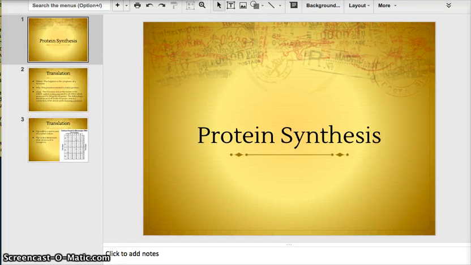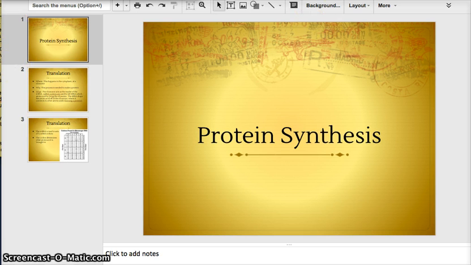Alright, so you went through transcription. Transcription was making a segment of mRNA from the DNA gene. And now we're going to go through the second part of protein synthesis, which is translation.